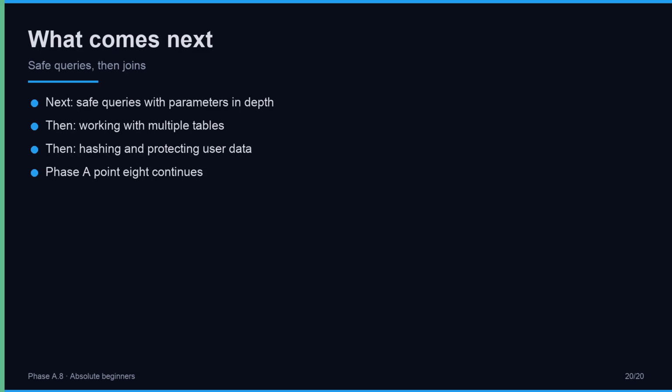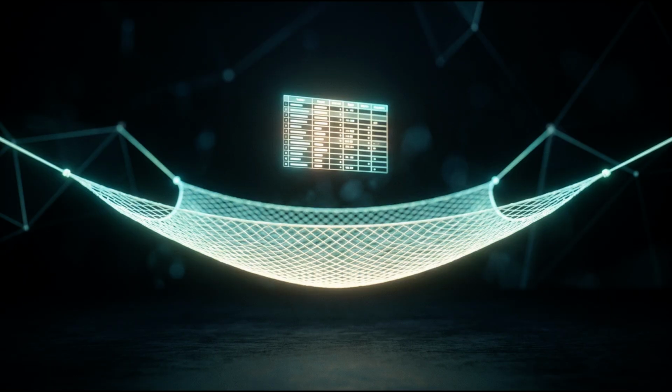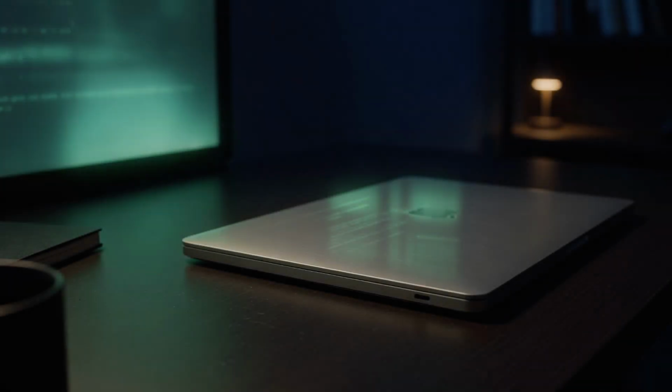Safe queries come next. Transactions give you a quiet safety net. Try the change, check the result, then commit or roll back. The net is real. Thanks for learning update, delete and where. Next we go deeper on safe queries with parameters. Be precise, be safe.